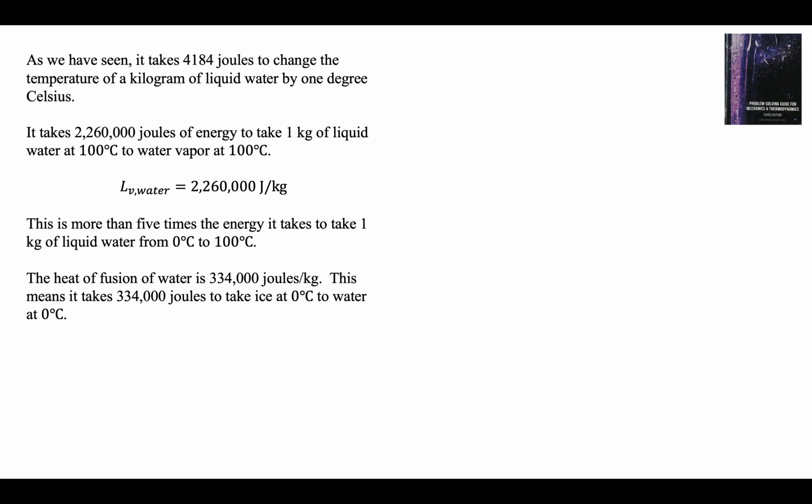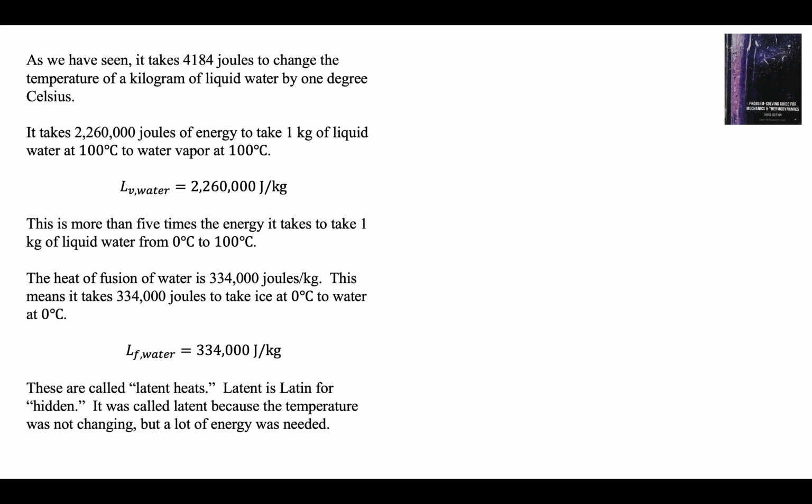The heat of fusion of water is 334,000 joules per kilogram. So 334,000 joules to take ice at 0 to water at 0. If you want to freeze the water, you've got to take out 334,000 joules per kilogram to go from 0 degree water to 0 degree ice. That's the latent heat of fusion of water, 334,000 joules per kilogram. These are called latent heats because latent is Latin for hidden. It's called latent because there's no temperature change. So you're putting energy in and the temperature is not changing, or you're taking energy out and the temperature is not changing. The phase is changing.